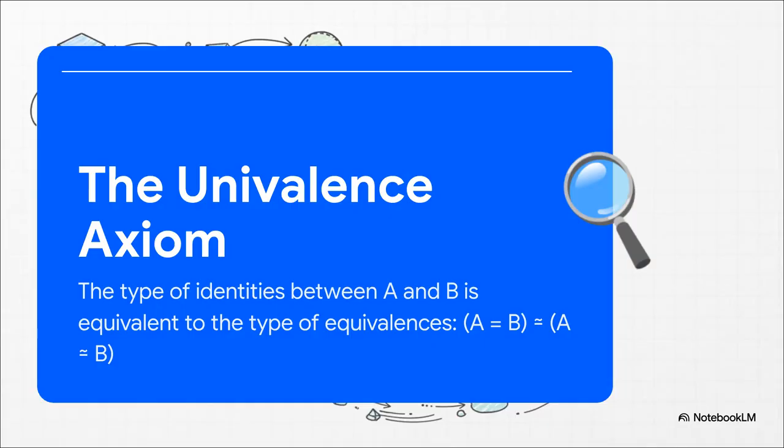So what does that actually mean formally? The axiom states that the space of paths proving A and B are identical is itself equivalent to the space of functions proving they're just, well, equivalent. It elevates the idea of looking the same to the level of being the same. This creates an incredibly powerful new tool for doing math.